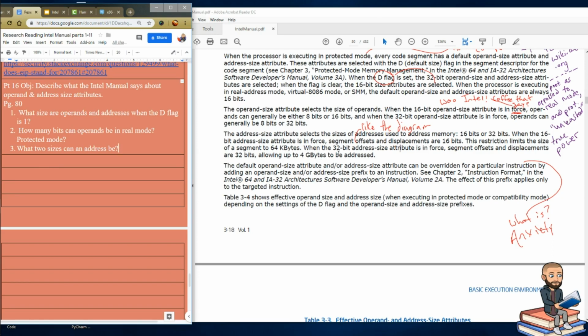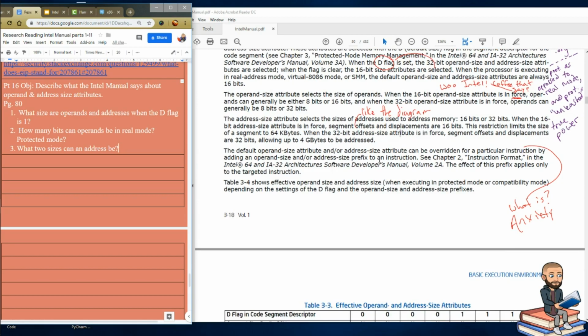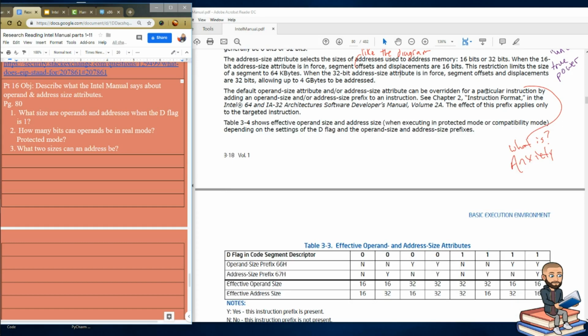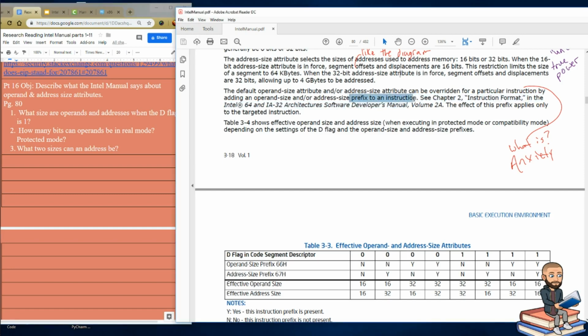Now the default operand size attribute and/or address size attribute can be overridden for a particular instruction by adding an operand size and/or address size prefix to an instruction. So I wrote, what suspense, what anxiety. They don't tell us the name of that particular instruction. Maybe when we get to Chapter 2, instruction format, they will, but it would have done no harm to throw it in right here so I don't have to wait. And to add to the suspense, they say that the effect of this prefix only applies to the targeted instruction.